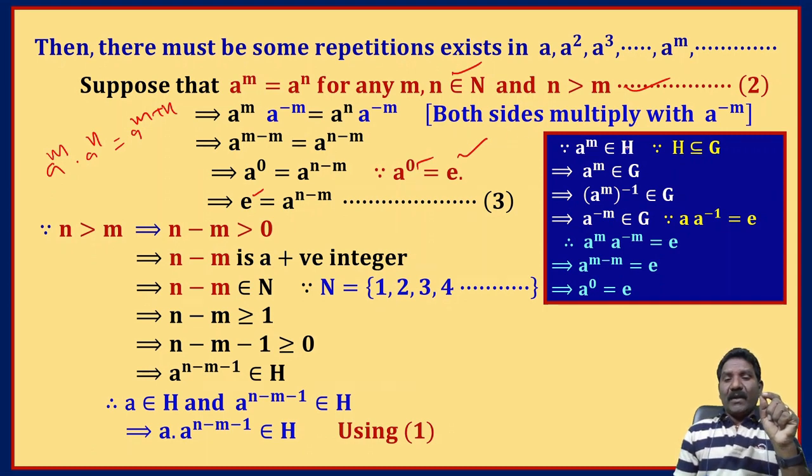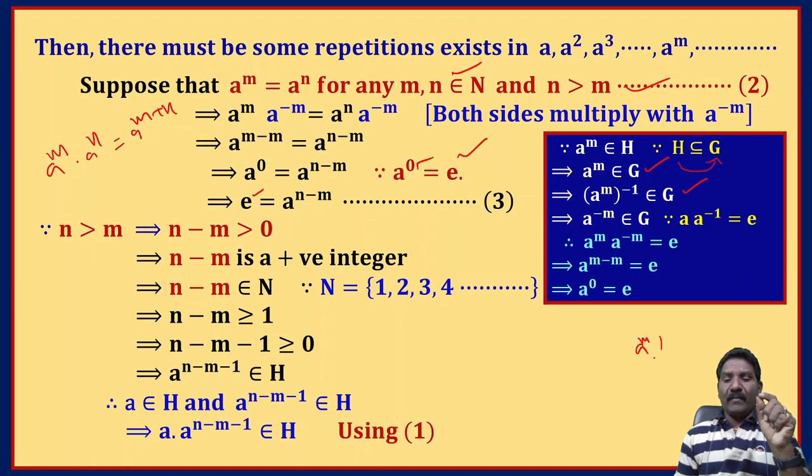Since a power m belongs to H (a square, a cube, and so on), a power m belongs to H. Since H is a subset of G, all the elements in H are elements in G. Since a power m belongs to H, a power m belongs to G. Since G is a group, G satisfies the inverse condition. Every element in G has a multiplicative inverse, so a power m inverse also belongs to G.